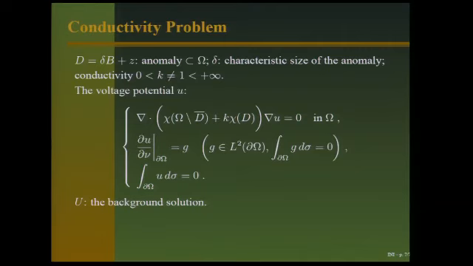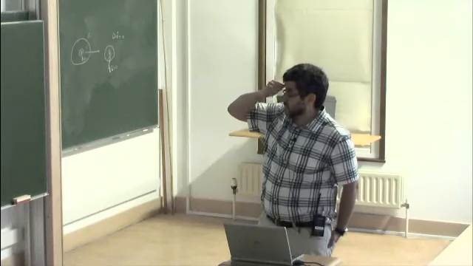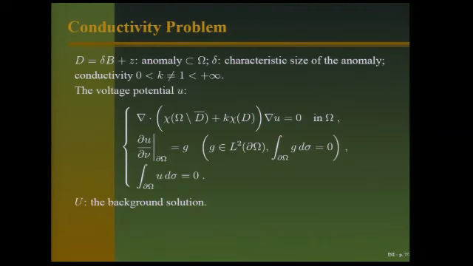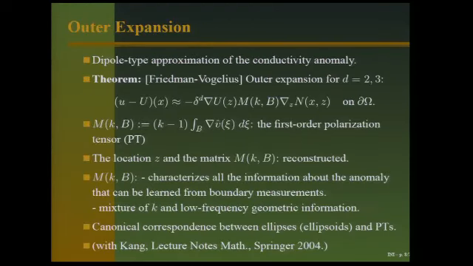Actually, if you are familiar with homogenization, this is a homogenization character. And now this is the equation I wrote in omega. So U is the potential, the solution to the conductivity equation, where there is an inclusion D that I want to image. And I will denote by capital U the background solution, which is just a harmonic function inside the domain.